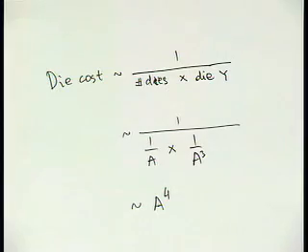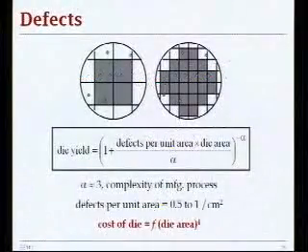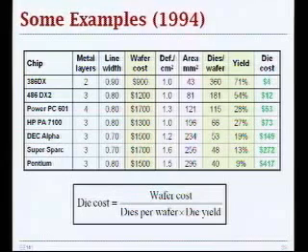So can we go to slides back, please? Thank you. So here are some examples of microprocessor designs as of 1994, and die cost is calculated as wafer cost divided by the number of dies per wafer and die yield. So you can clearly see the impact of each of these parameters on the total cost.